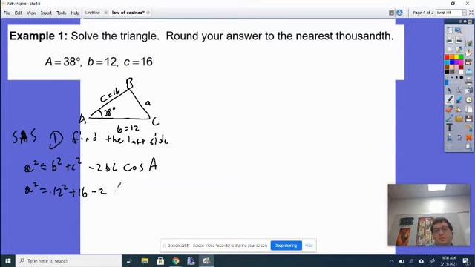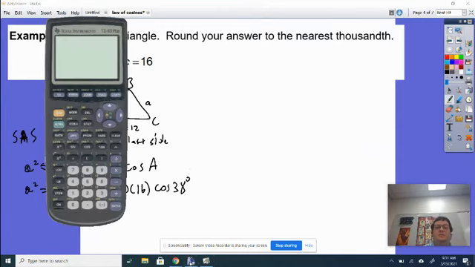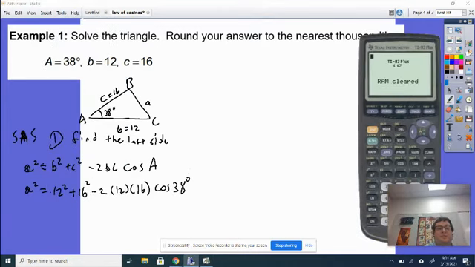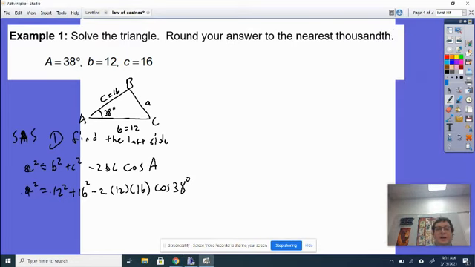Minus 2BC, so 12 squared, 16. And then cosine of A, which we do know is 38, big A. Okay. Now, in the calculator, I've got A squared on the left, but I don't want A squared, I want A. So to find A, I just need to take the square root of both sides. And I'm going to take the square root of that whole thing.